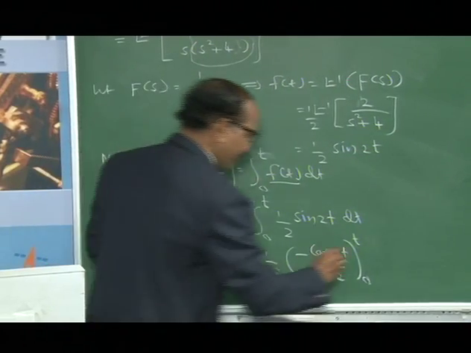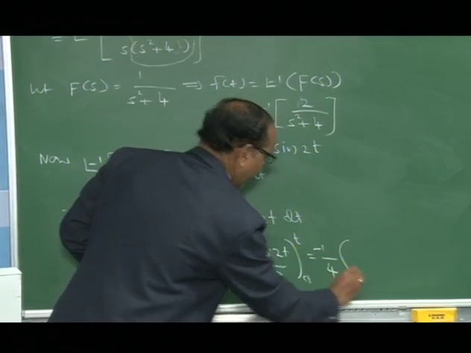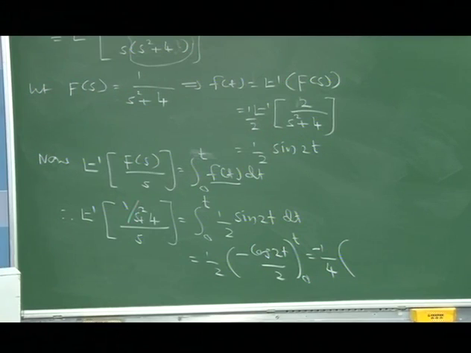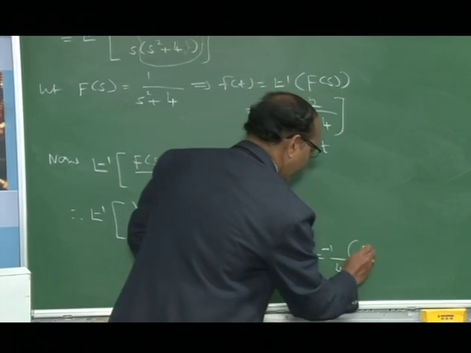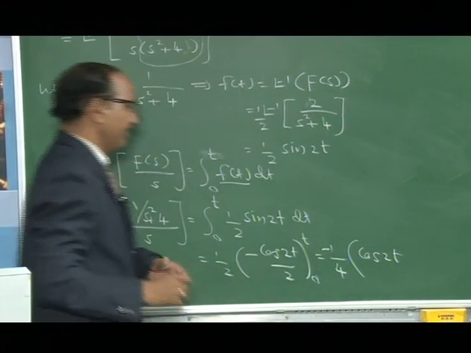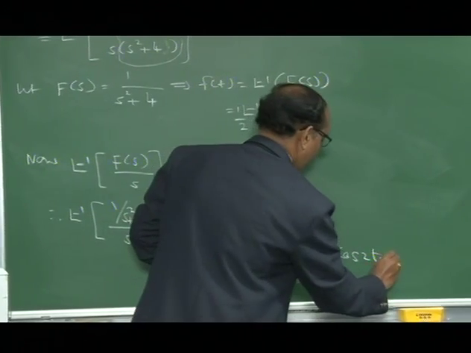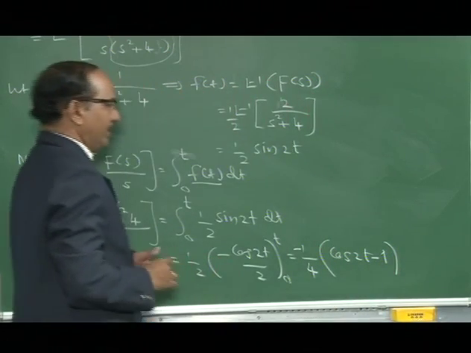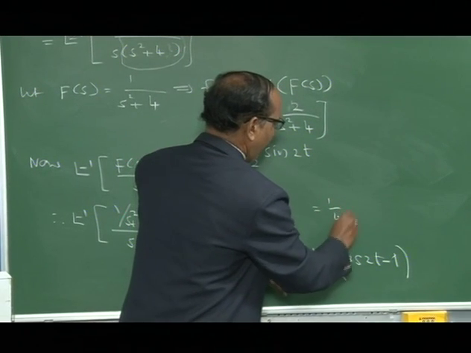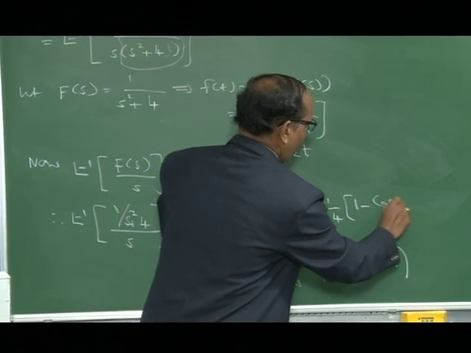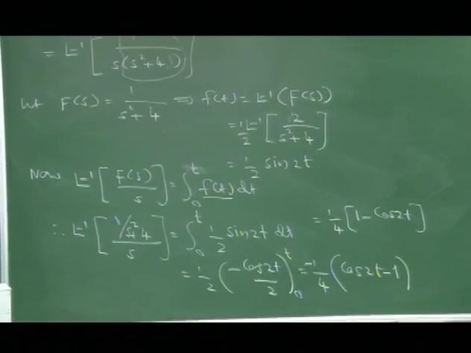So, simplify this, 1 by 2 into 1 by 2, 1 by 4, minus sign you take outside, put the limits in place of t. Upper limit is t, so that becomes cos 2t, then lower limit 0, cos 0 is 1, so minus 1. So, that is the inverse of the given problem. One can simplify removing the minus sign, it is 1 upon 4, 1 minus cos 2t. So, that is the inverse of 1 divided by s cube plus 4s.